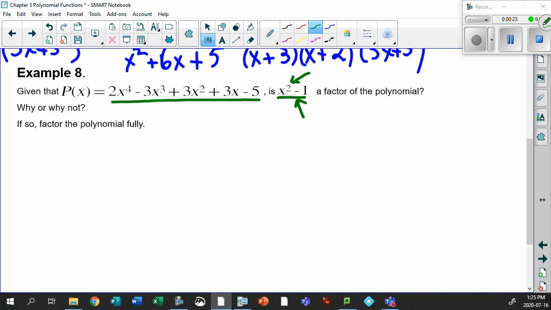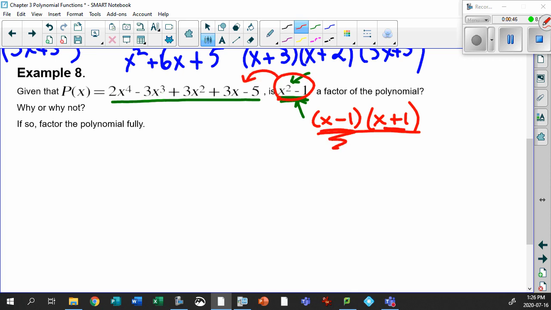I recognize this, though. I've seen that before. Is that not a difference of squares? Wouldn't that be x minus 1 and x plus 1? Of course it would be. You can even try foiling it, and you're going to get x squared minus 1. So guess what? If this is a factor of this guy, then this guy and this guy have to be factors of that as well. It's just a more simplified look at it, that's all.